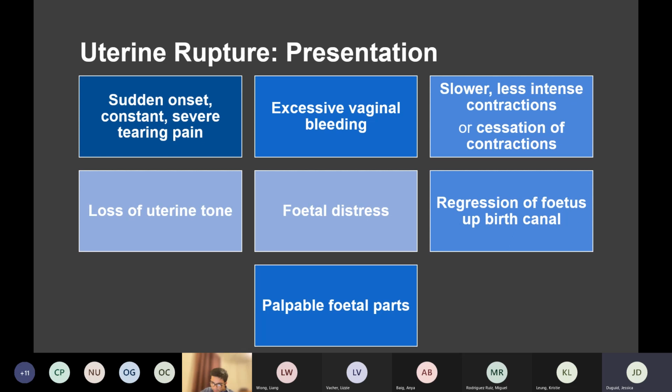On the CTG, late decelerations are characteristic of uterine rupture. And you can also get regression of the fetus up the birth canal. So if the head was engaged or low down, it might suddenly go back up because the uterus has ruptured and the fetus has gone back up into the abdomen. And then you can also get palpable fetal parts. On abdominal examination, if there's complete rupture, you might clearly be able to feel a fetal arm or a fetal foot, which you normally wouldn't be able to do. It's because they're now outside the uterus and they are literally just underneath the abdominal wall.